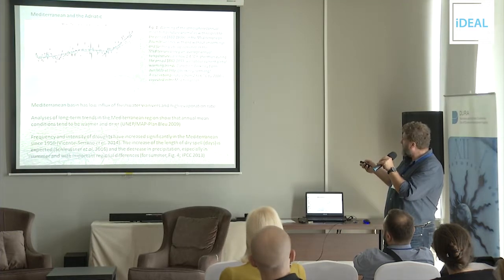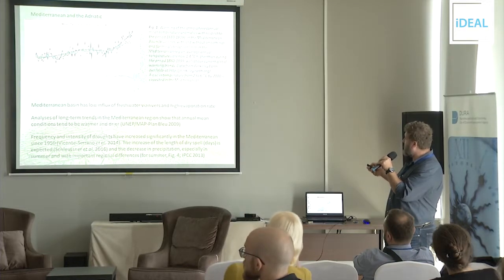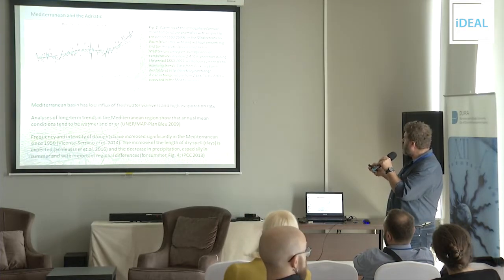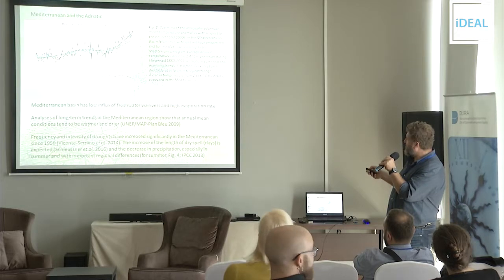These are the temperatures of the atmosphere for the Mediterranean Sea in the period of 1880 to 1999, I suppose. The globe temperature rise is shown in green, and the Mediterranean is in blue.